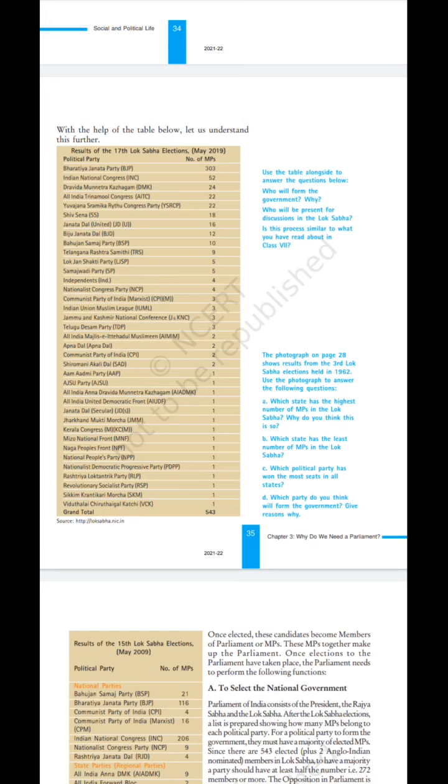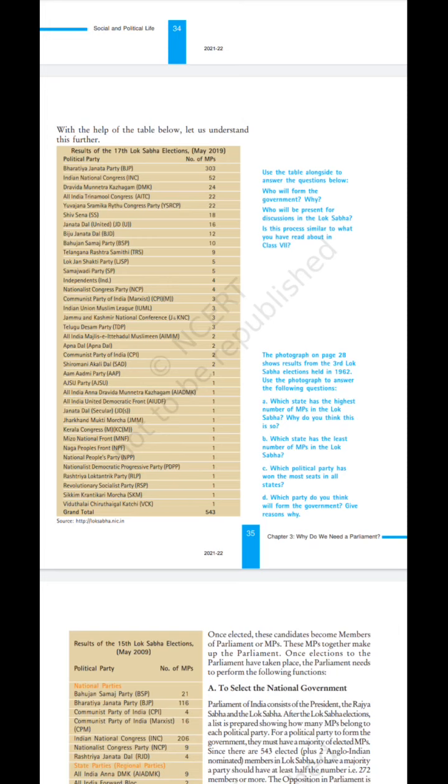Give reasons why. Results of the 16th Lok Sabha elections, May 2014. Political party, number of MPs. National parties. Bharatiya Janata Party BJP 282. Communist Party of India CPI 1. Communist Party of India Marxist CPM 9. Indian National Congress INC 44. Nationalist Congress Party NCP 6.